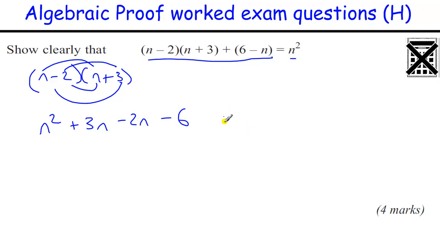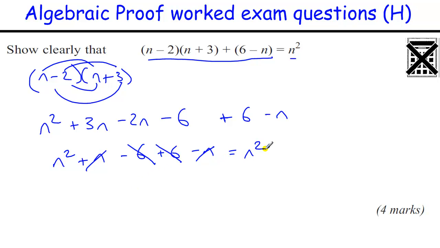And that's going to be added to 6 minus n. Always be careful when you've got brackets and signs, especially negatives. The plus sign means these can be whatever they are in the bracket. So we've got n squared plus 3 minus 2 is n, minus 6 plus 6, and then we minus the n again. So the n's cancel and the 6's cancel to give us n squared. And that's enough to show it.